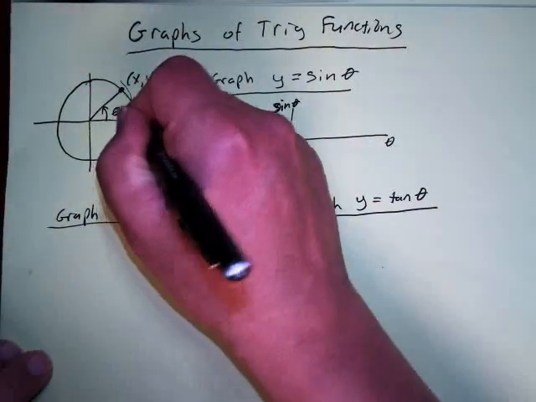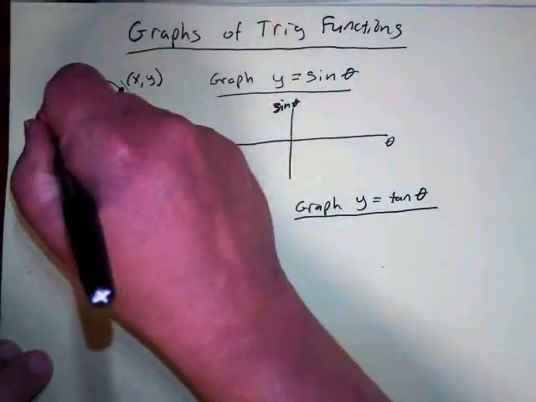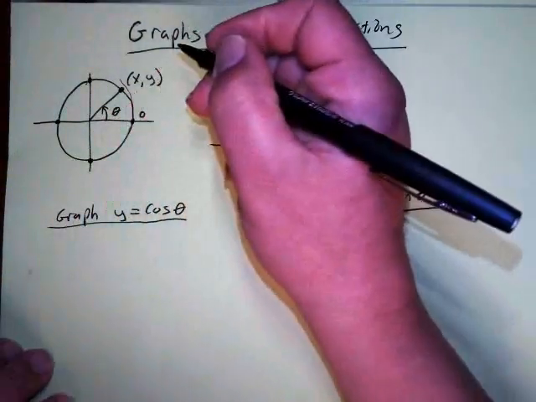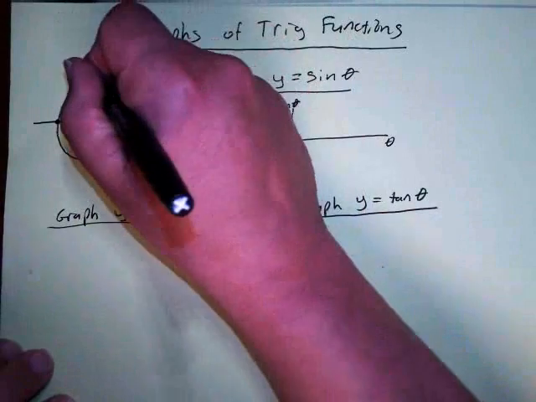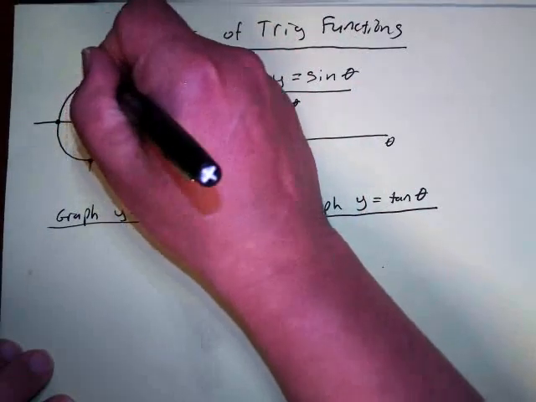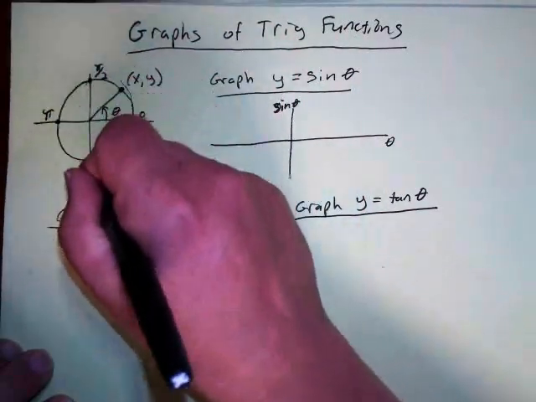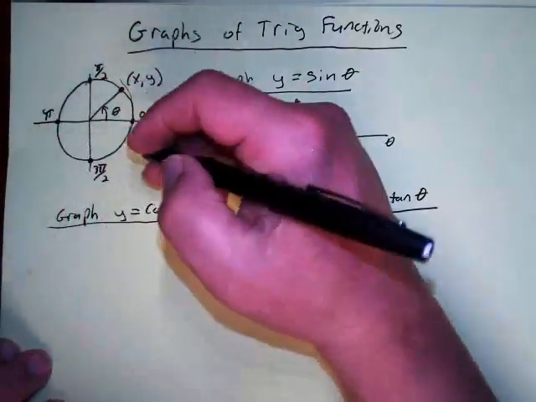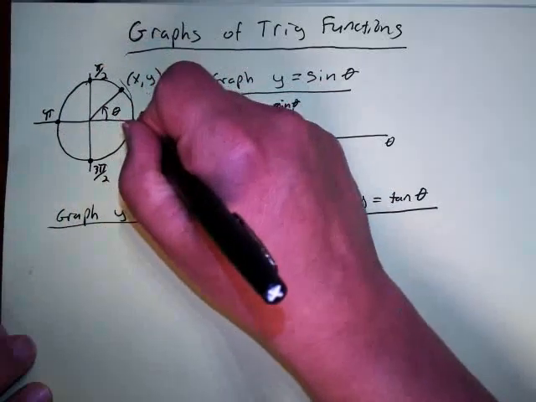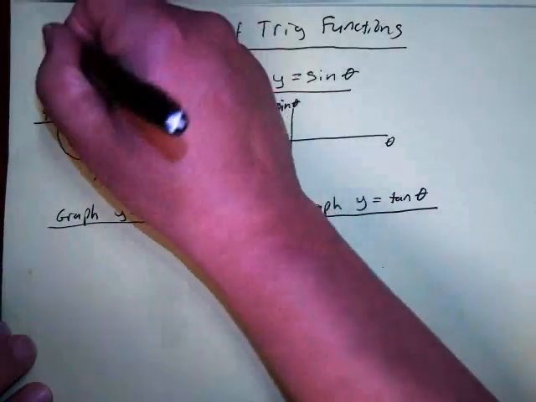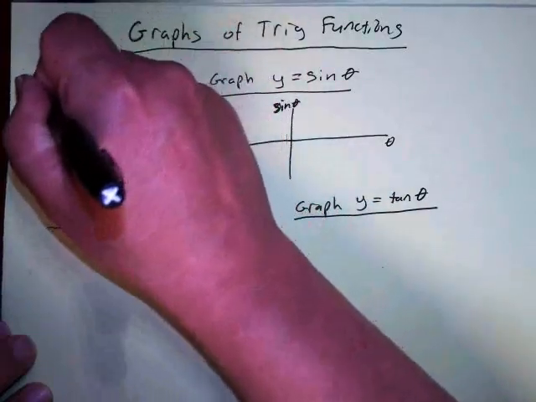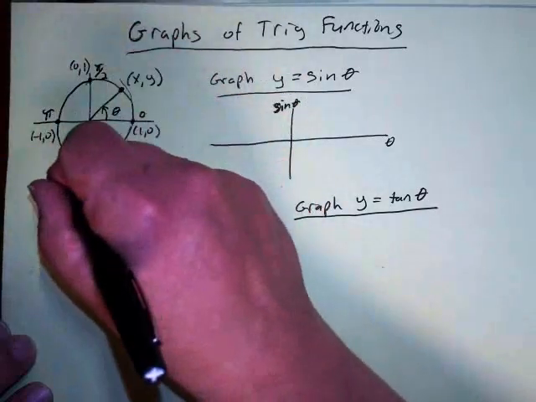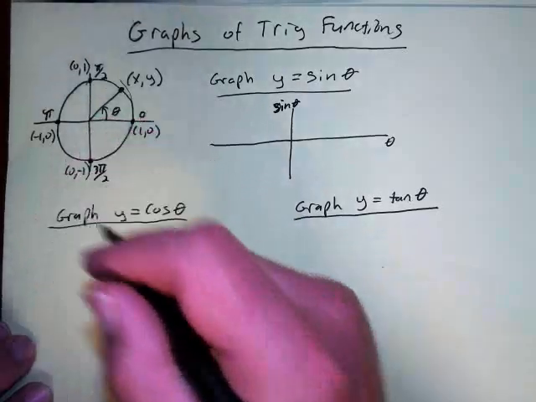Now there are these four important points on the circle, known as the quadrant angles. So 0, pi over 2, pi, and 3 pi over 2. They correspond to the points (1, 0), (0, 1), (negative 1, 0), and (0, negative 1).